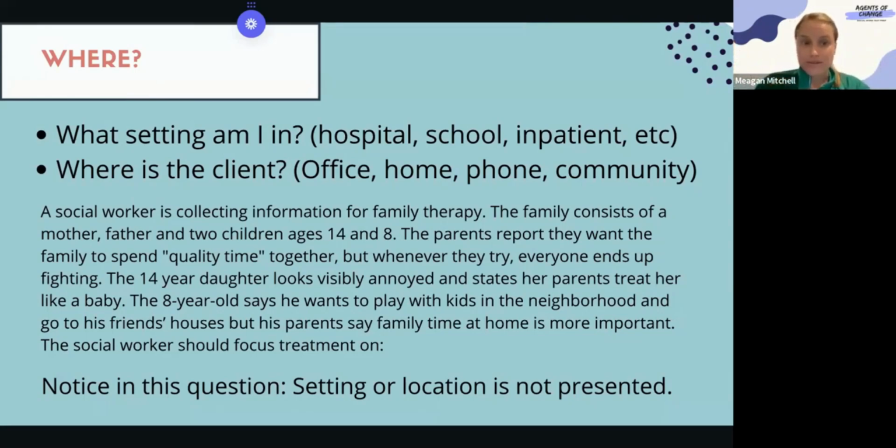Here, notice there's no where. We don't know the setting and we don't know where the client is. So sometimes you're not going to have all of the pieces of the 5 W's, right? It doesn't mean that that's a bad question or a good question. It just means we don't have that piece of information. Sometimes it might matter, sometimes it might not. We don't know what setting we're in. We just know that we're providing family therapy of some sort. Okay.